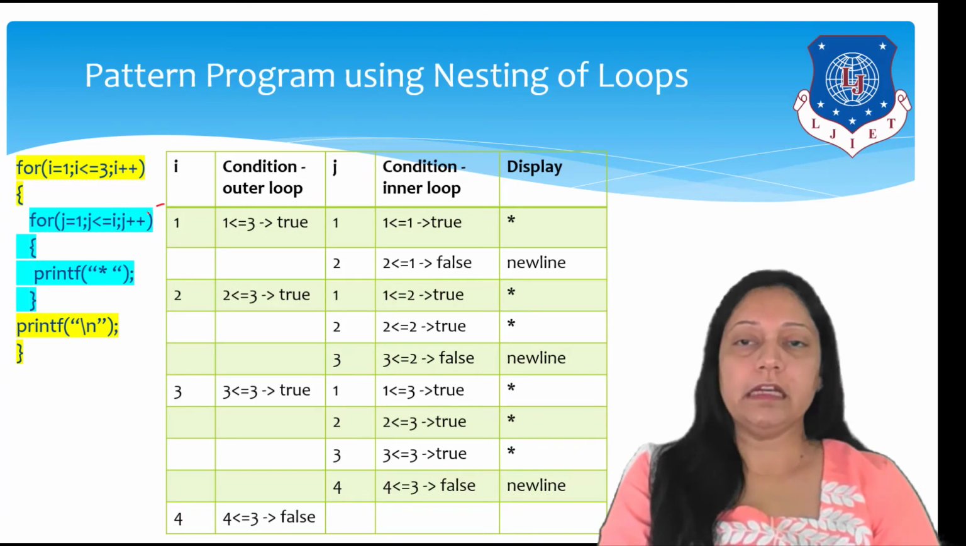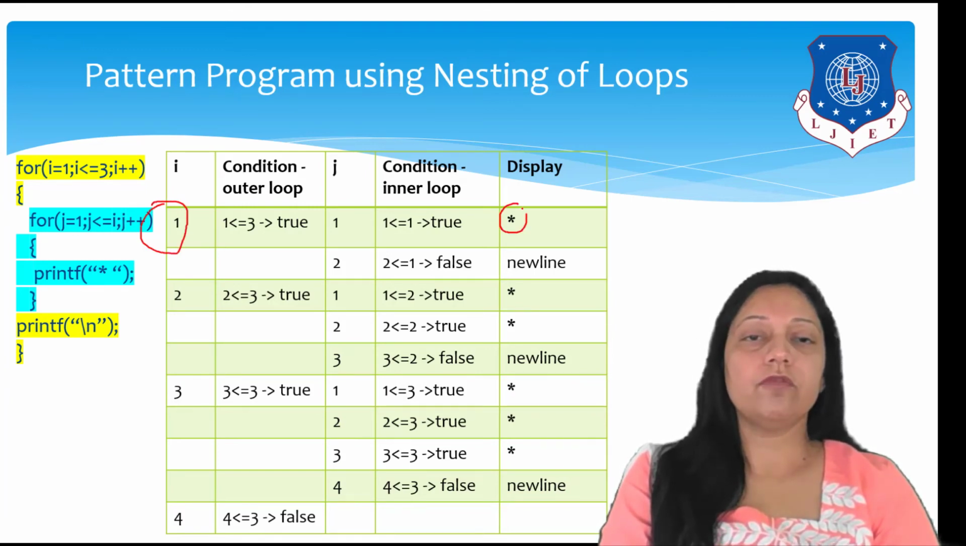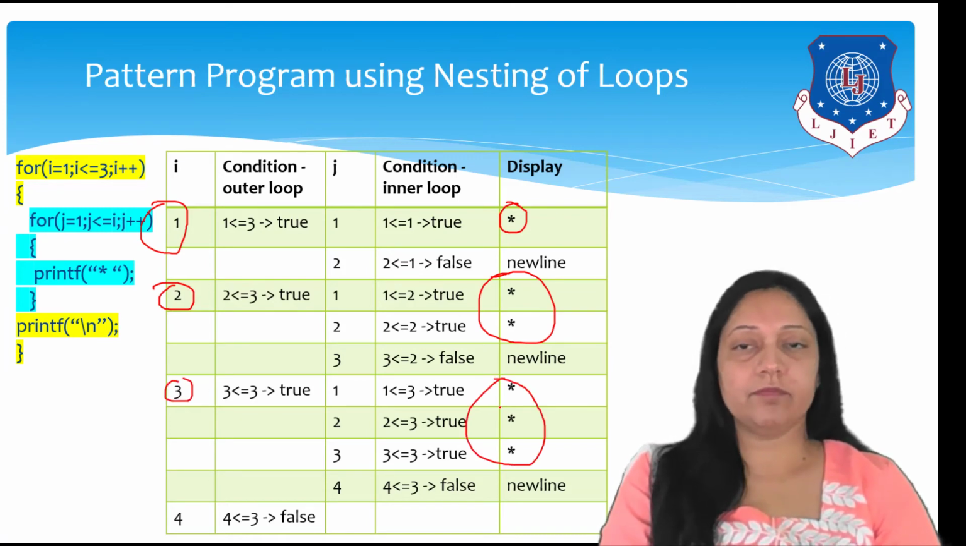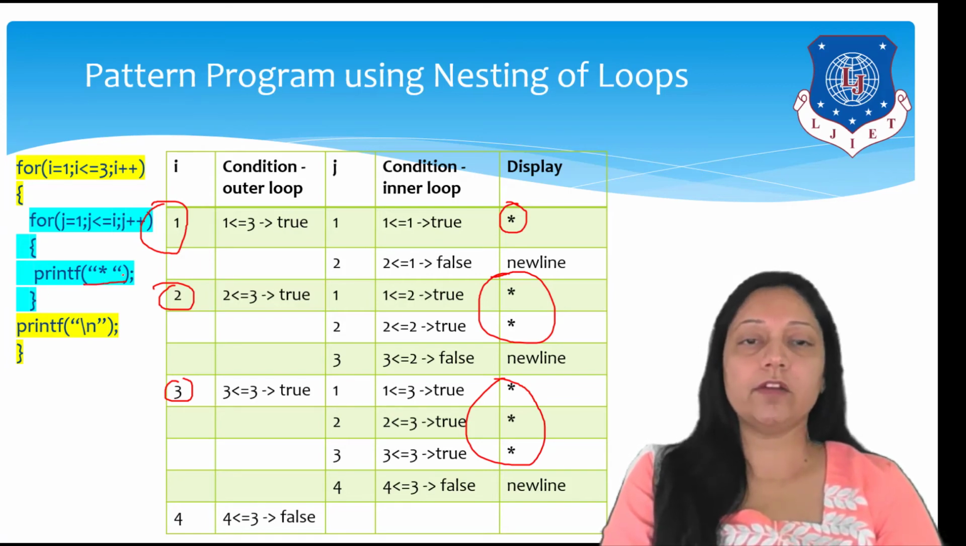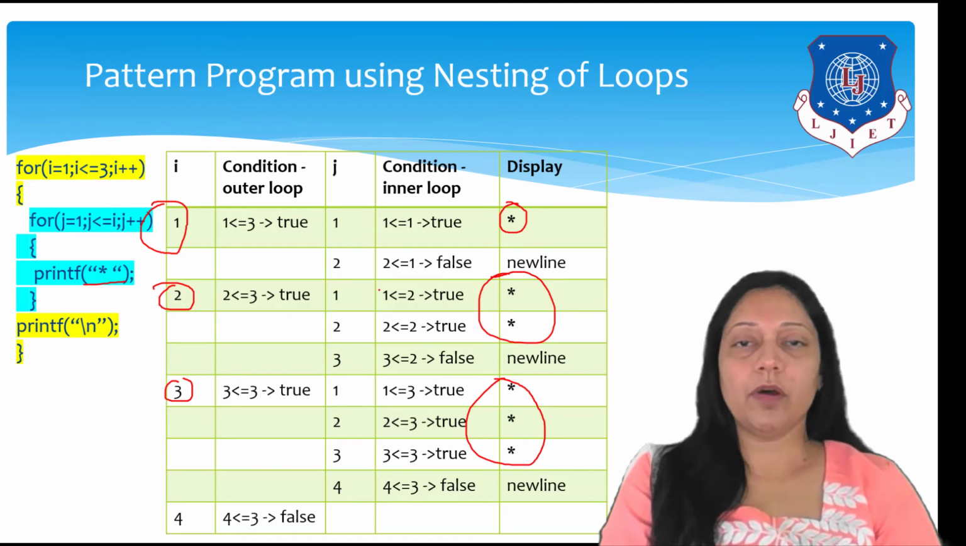So you can see from here that i means row. When row is equal to 1, only 1 star is printed. When row is equal to 2, 2 stars are printed. When row is equal to 3, 3 stars are printed onto the screen. There is no \n here, so all the stars are printed in one common line. So this was all about pattern programming using nesting of loop.